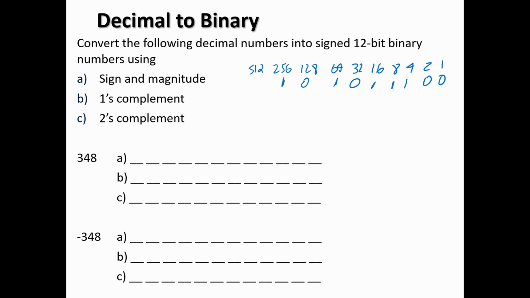So for sign and magnitude, we just copy it. I think I'm going to copy it from right to left. Then we put the sign, which is positive, and then we fill the rest with zeros. Remember that the leftmost bit is the sign. Since we have 12 bits, we have to fill the remaining empty spaces with zeros. 1's complement again, we don't do anything to it. We just copy it straight. Same thing for the 2's complement.